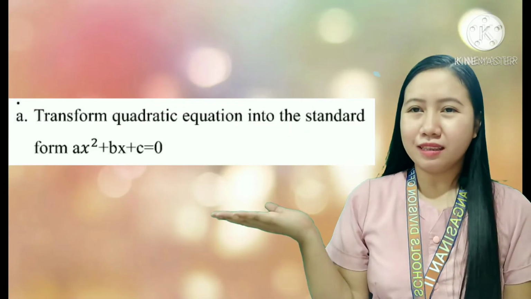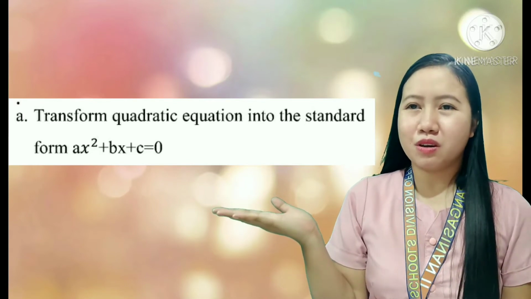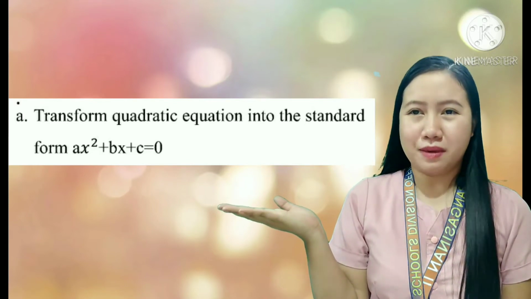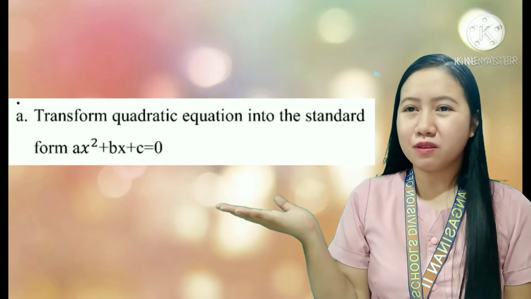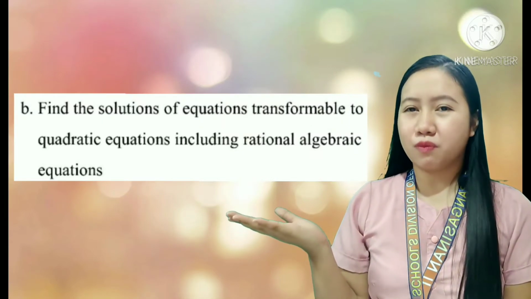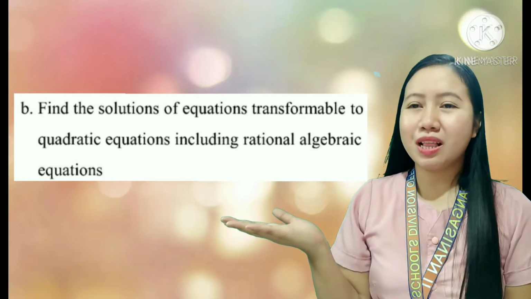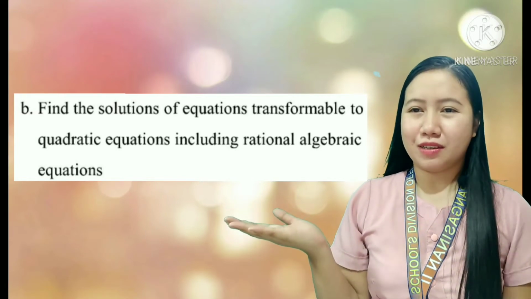And we have the following objectives. The first one, transform quadratic equation into the standard form ax squared plus bx plus c is equal to 0. And the next one, find the solutions of equations transformable to quadratic equations including rational algebraic expressions.